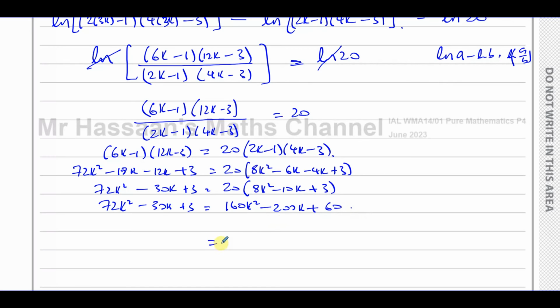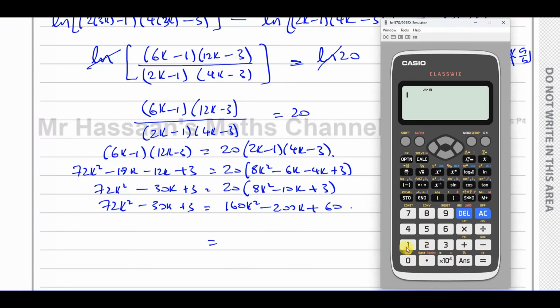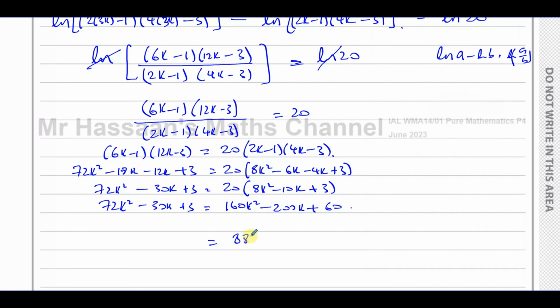Okay, now let's bring the k squares together on the same side. If you have 160k squared minus 72k squared, that's going to be 88. Let's make sure. 160 minus 72, that's 88. So you have 88k squared. And here you got minus 200k plus 30k, that's minus 170k. And you have 60 minus 3, which is 57. And that's equal to 0.